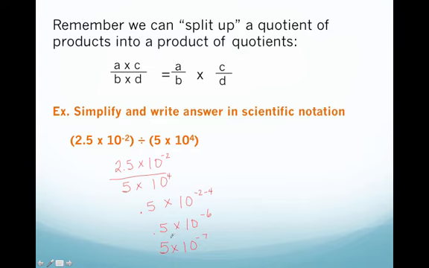You can prove this to yourself by writing out these numbers. 2.5 times 10 to the negative 2 would just be 0.025. And 5 times 10 to the 4th would be 5 and 4 zeros. And you could divide this and you will see that you get this number.